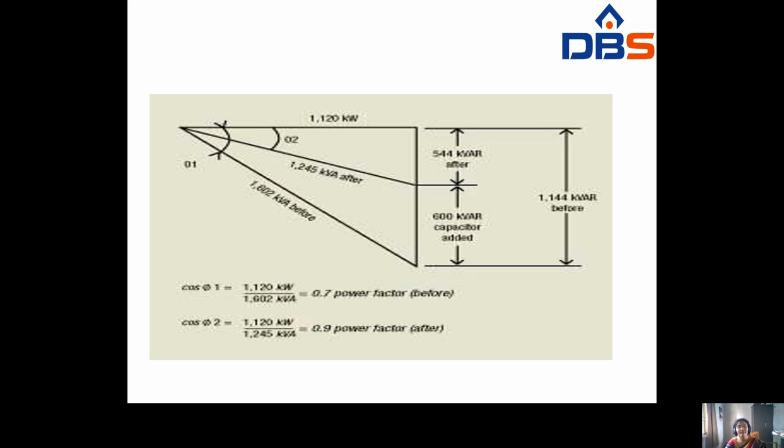So whenever we are adding the capacitors, see here: kilowatt means real power, kVAR means reactive power, kVA means apparent power. Whenever we are adding the capacitors, the power factor value increases, from 0.7 to 0.9.